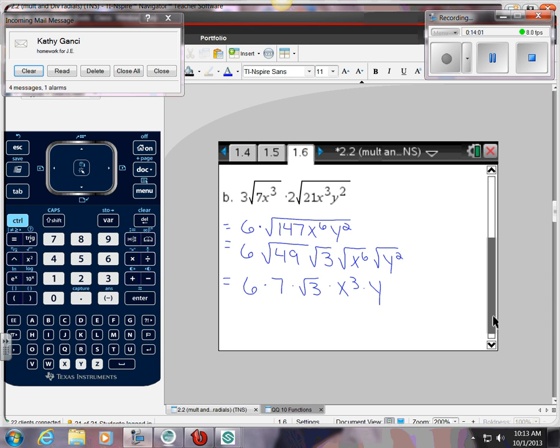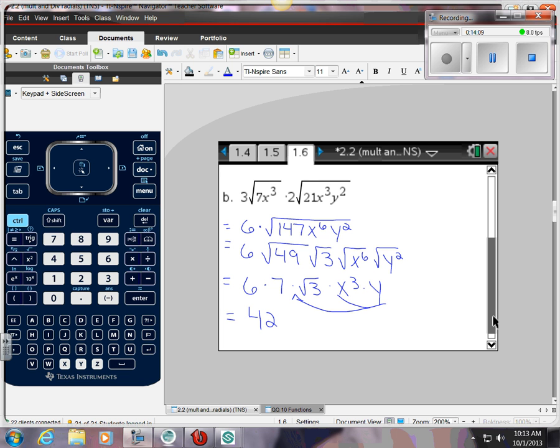Do I leave it like that? Please don't. What's 6 times 7? 42. Bring this stuff over here, okay? You want your radical at the end. 42x cubed y, square root of 3. How many of you got it right? Nice job.